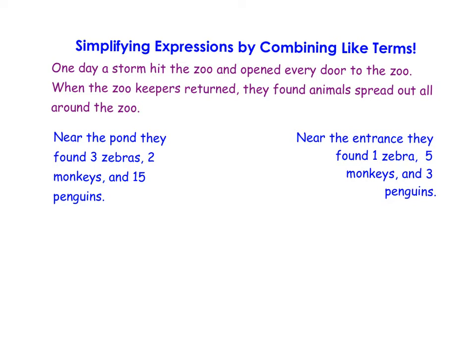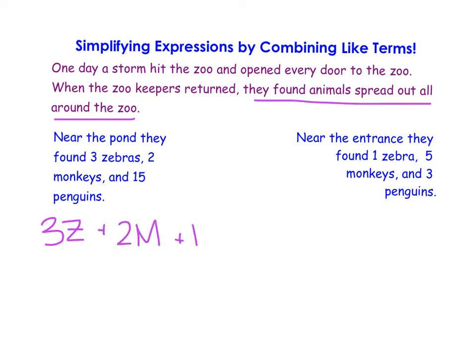door to the zoo. When the zookeepers returned, they found animals spread out all around the zoo. Near the pond, they found 3 zebras, 2 monkeys, and 15 penguins. And then near the entrance they found 1 zebra, 5 monkeys, and 3 penguins. So we're trying to figure out how many of each animal total there are in the zoo. Now, this might seem kind of obvious to you.